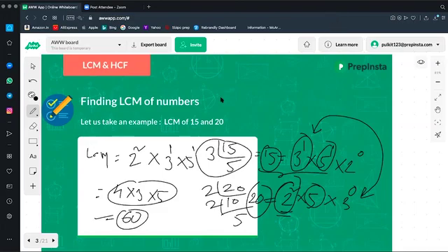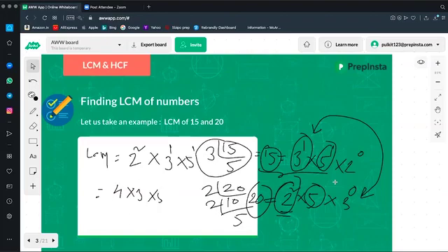Is that clear how we take the LCM? So we take the maximum power. In this case, I did not care whether 2 square is present in the other number or not. Here it was not. Still, I took 2 square in the LCM. Yes or no? Similarly, for 5 and 3, they were present in both the numbers.